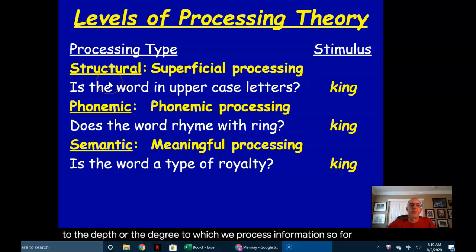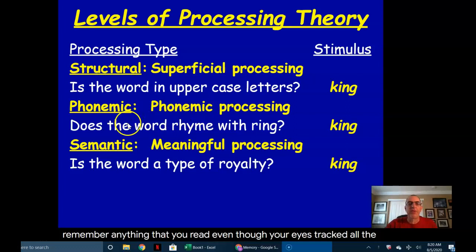So for example, with structural processing, if I say, is the word in uppercase letters, all you're doing is just looking at the typeface of the word. So there, you see the word king, is it uppercase, lowercase letters? Boom. You really don't process the word for meaning or anything like that. You're just kind of looking at it. And so this is going to be a very superficial way to study. And in fact, many of us, when you are studying on the couch with the TV on, your eyes can actually track the words in the book, but you're not really paying attention to what you're reading because really you're focusing on what's on TV. And that's why you get to the end of a chapter and not remember anything that you read, even though your eyes tracked all the words all the way through the chapter.